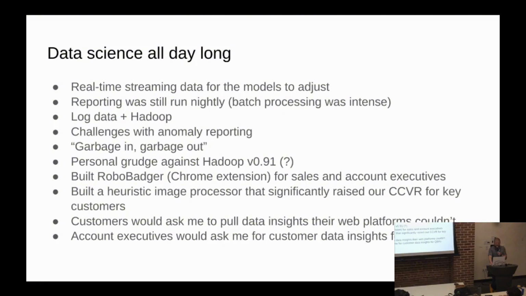I was responsible for all the data that came into the system, so I was sanity checking stuff daily, if not weekly, to make sure it was high quality. Otherwise, the ML models are no good, and we'd have to retrain. I have a personal grudge against Hadoop version 0.91 that we were stuck on for the longest time.